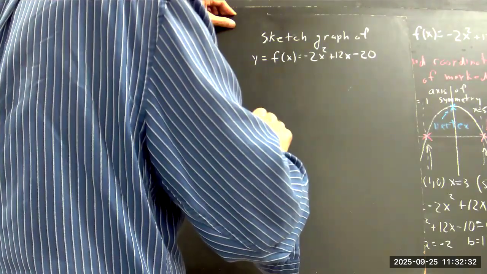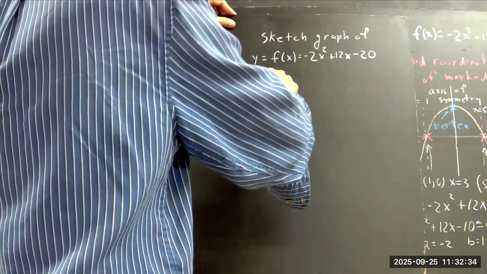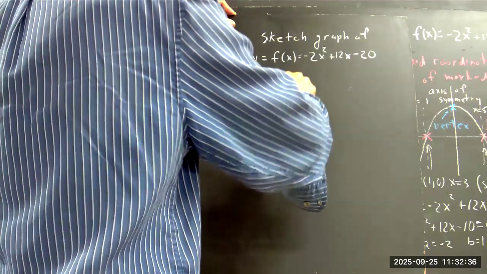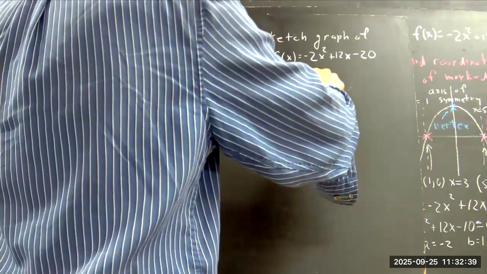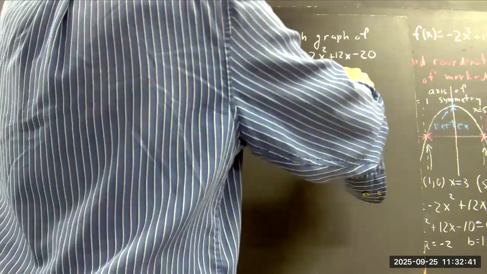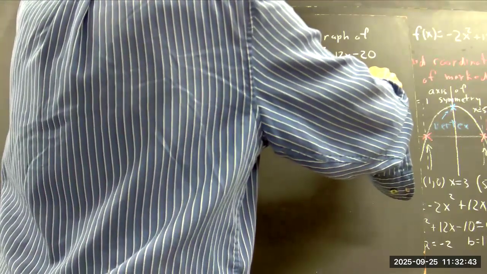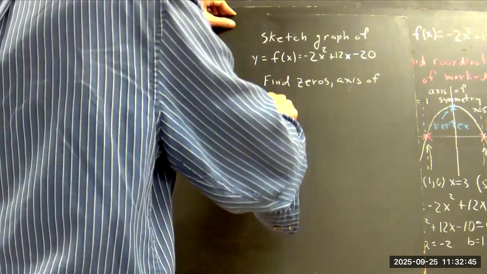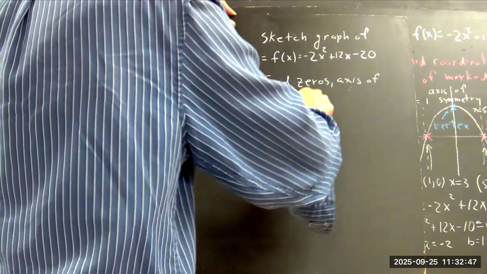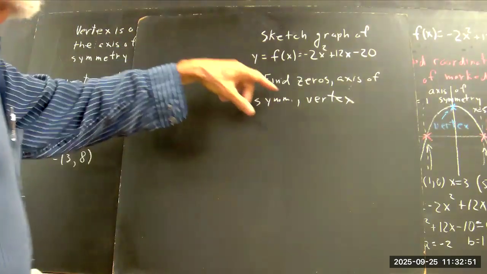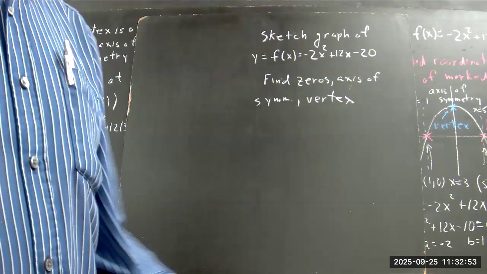So anyhow, here we got this. So what we do is kind of automatic. You find the zeros, the axis of symmetry, and the vertex.